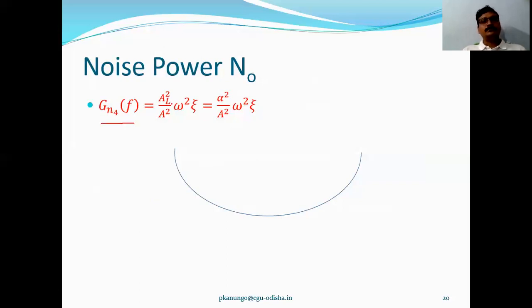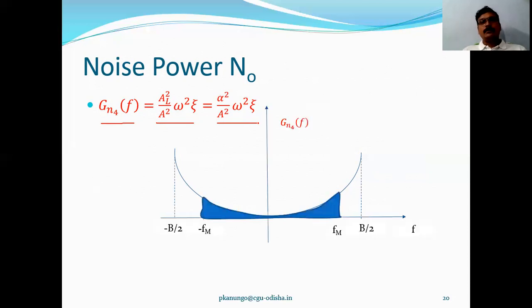Once you calculate the noise power, the output power spectral density G_n(f) is the input to my baseband filter, because this is the output of the diode detector. If we plot this power spectral density, it will look like a parabolic shape because of this omega squared. This is f.